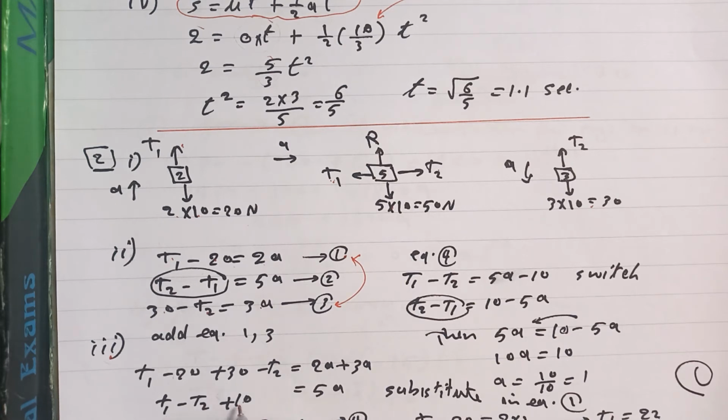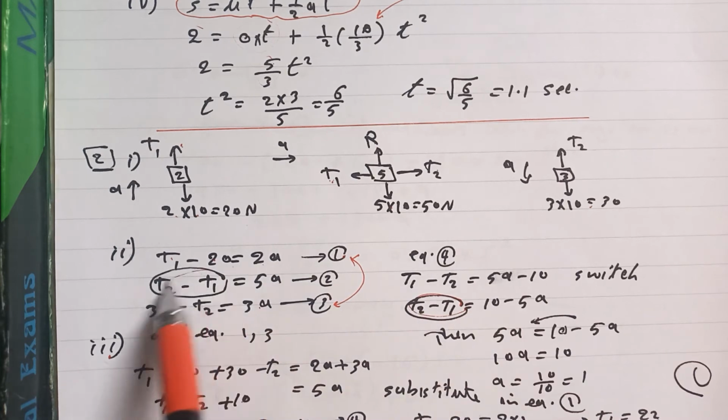T1 minus T2 equals 10. Take the 10 to the other side, will be this. I will call it equation number 4. It is already here, equation number 4. And switch equation number 4 to be T2 minus T1 equals 10 minus 5A. Why? Because this part will equal this part.